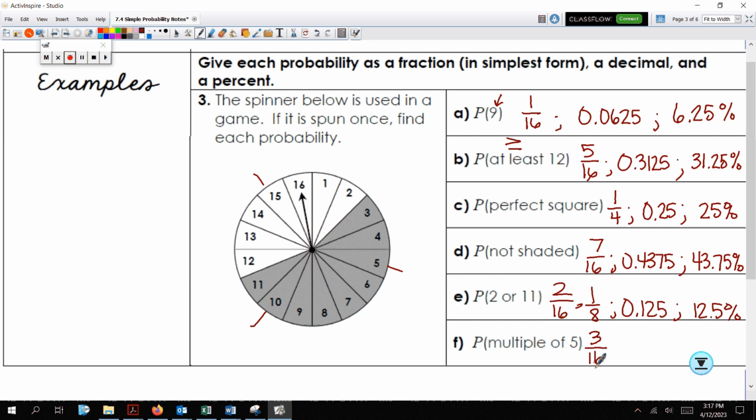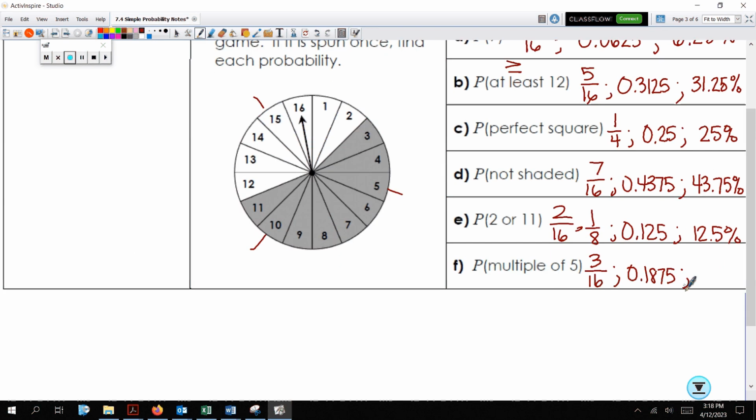That does not simplify. So I'm going to get my fancy little calculator and say 3 divided by 16 and get 0.1875. If I multiply that times 100, that gives me 18.75%. All right, easy enough. You guys are pretty smart. You can do this. All right, let's turn the page and do some more examples here.